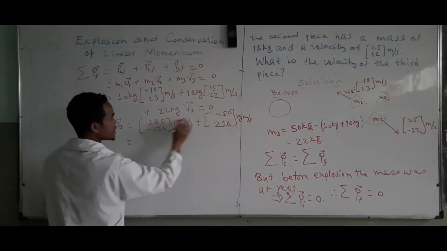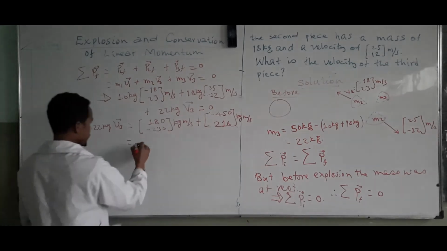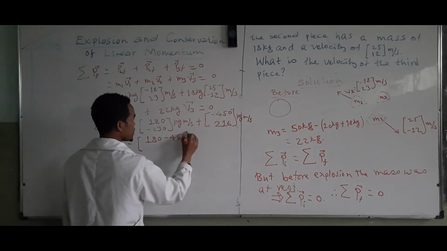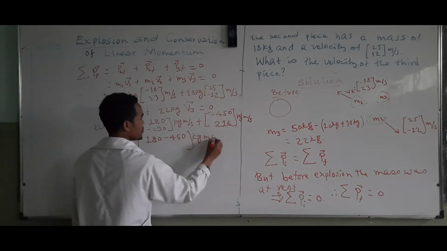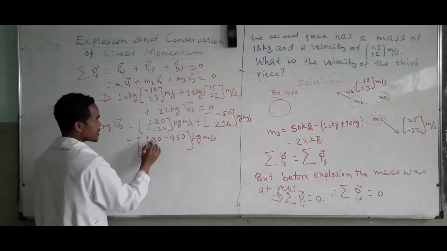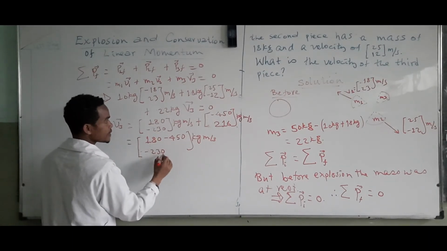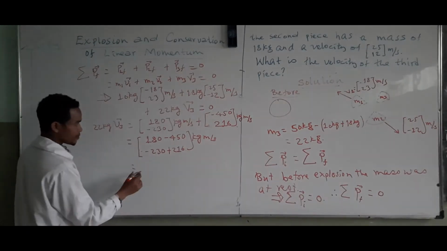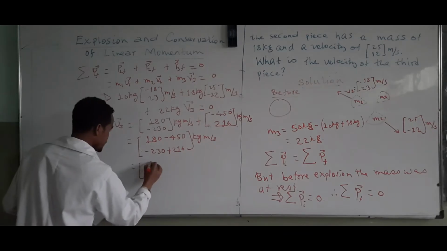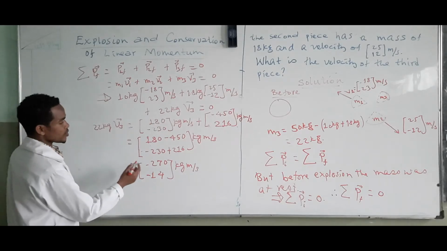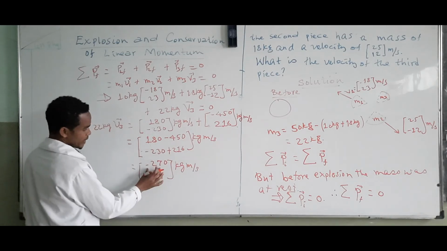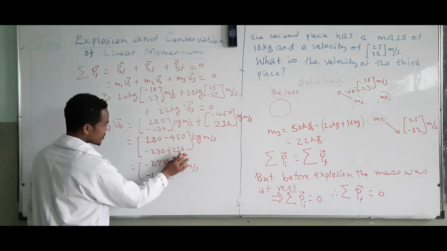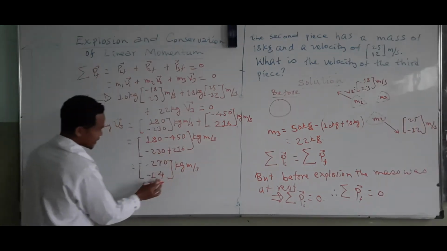So in the x direction we get 180 minus 450 kilogram meters per second, and in the y direction negative 230 plus 216. Then this will become negative 270. In the y direction, if you add 216 onto negative 230, you will get negative 14.